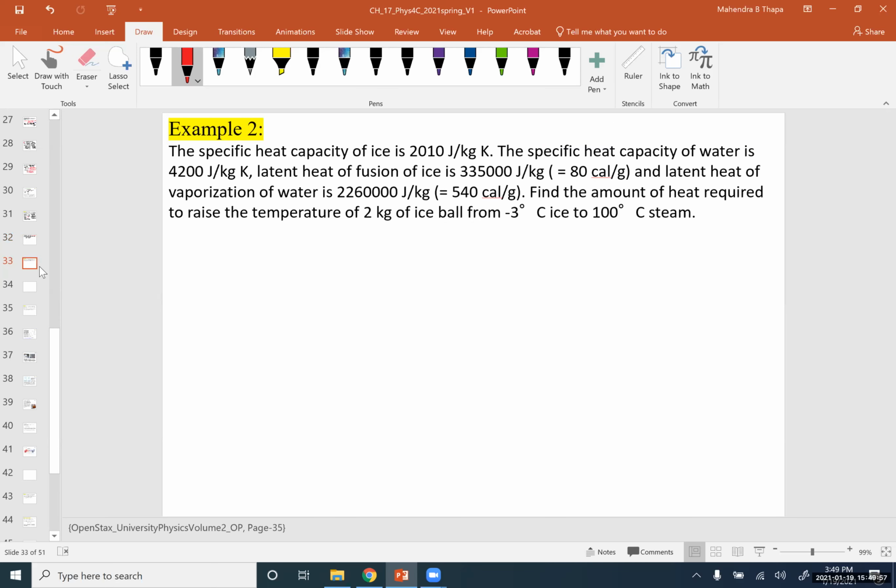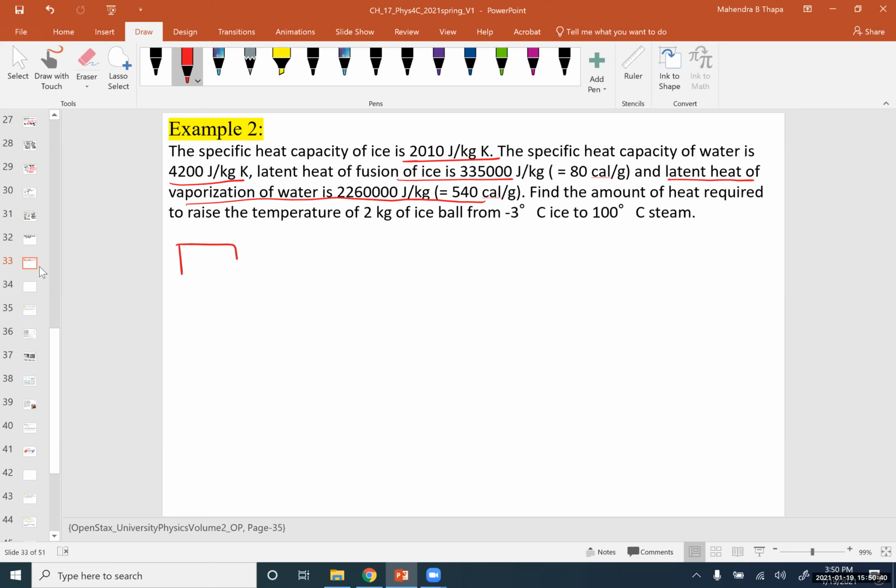Let's try the other problem over here. The specific heat capacity of ice is given. The specific heat capacity of water is also given. The latent heat of fusion of ice is given, and the latent heat of evaporation is also given. We want to find the amount of heat required to raise the temperature of 2 kilograms of ice from minus 3 degrees Celsius to steam at 100 degrees Celsius.